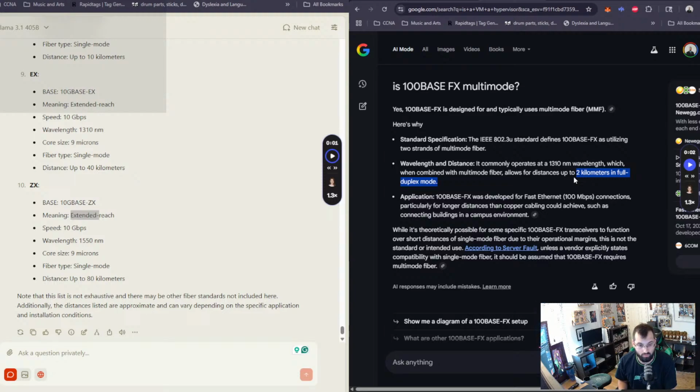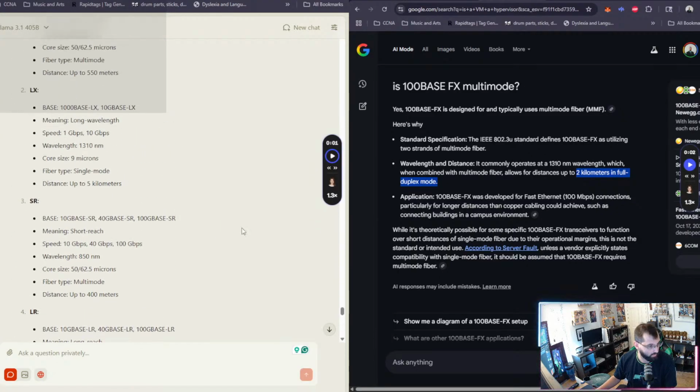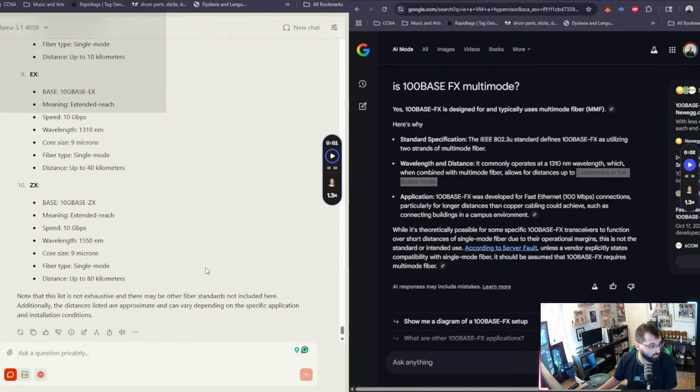Wait, so does the wavelength determine whether it's single or multi? That shouldn't be a thing. Because this wavelength is... No, it's the core. The core size is what determines whether or not it is single mode or multi-mode. So what is the core size of FX?